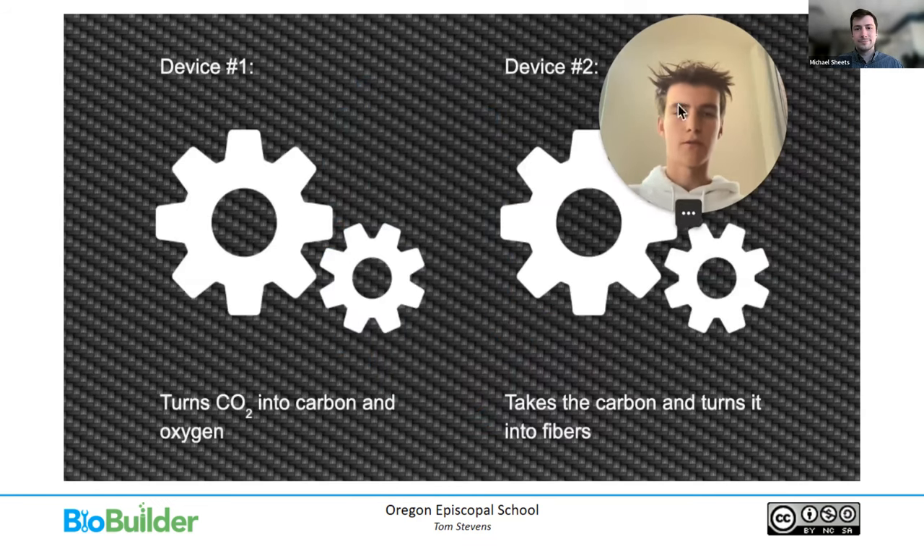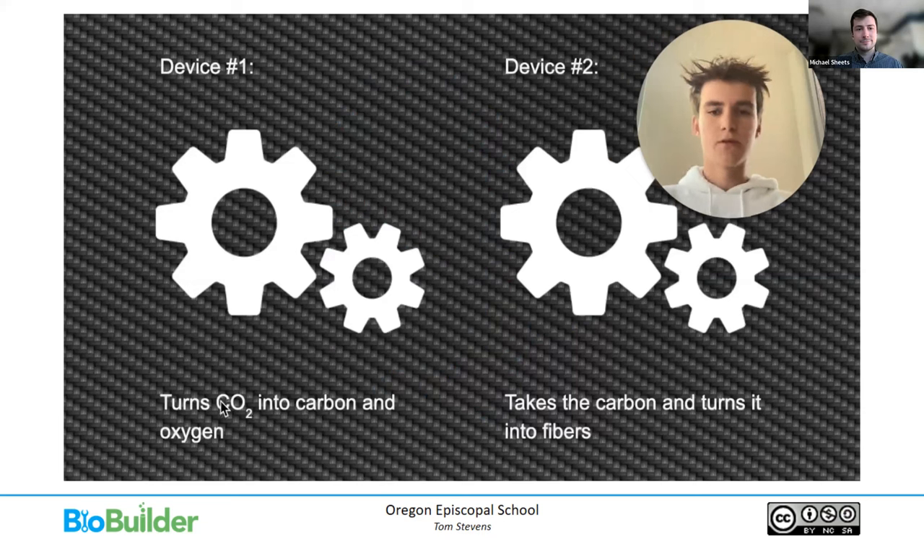Then device number one turns CO2 into carbon and oxygen. And then device number two takes carbon and turns it into fibers. So it releases oxygen and the carbon fibers.